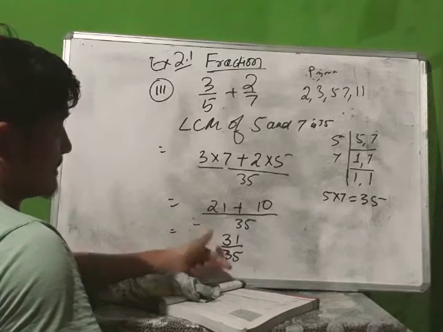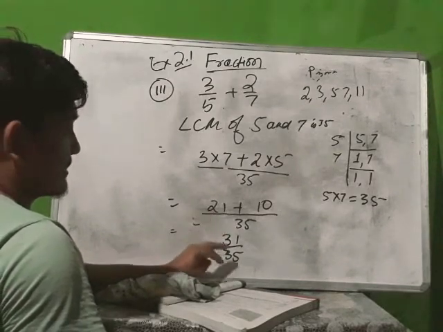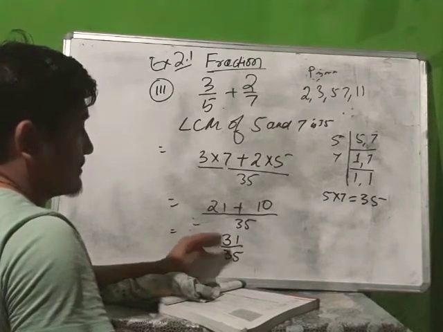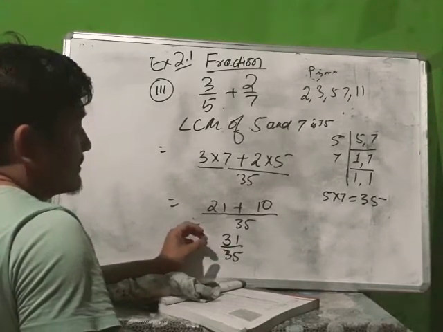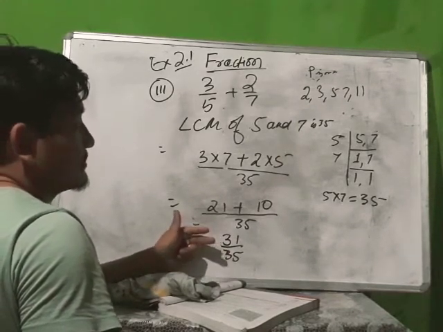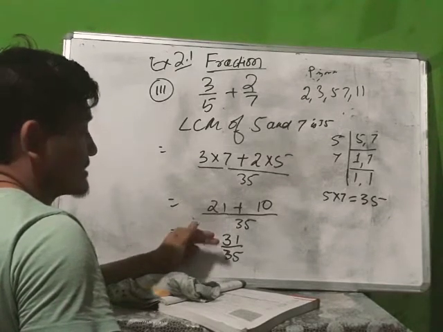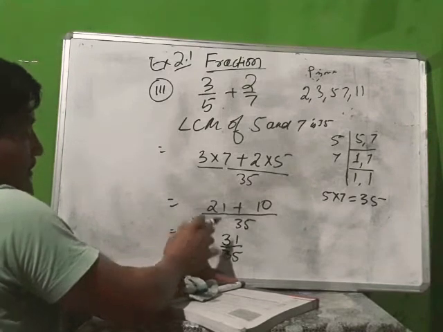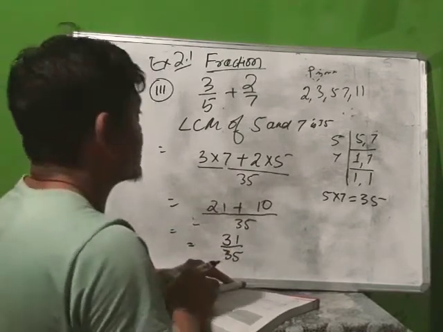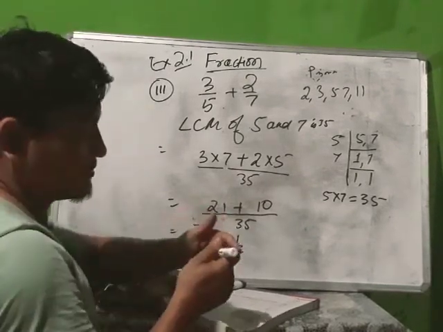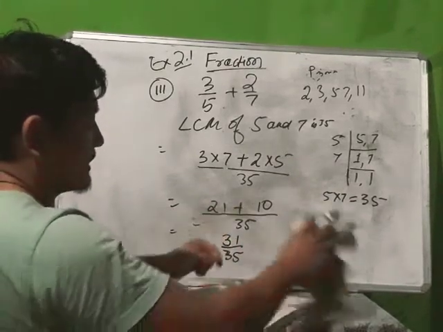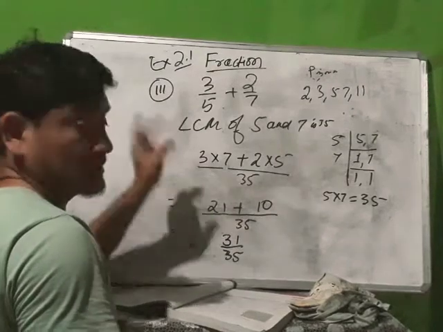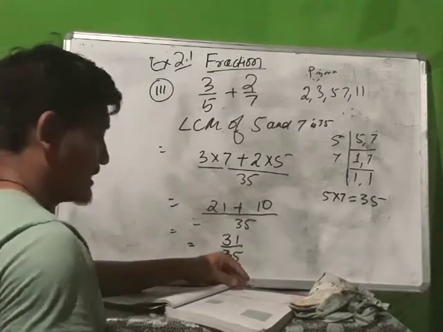In case the numbers here can be cancelled, or if you can reduce to the lowest term by cancellation, you can do that. Or you can just leave the solution. So I hope you all are getting what I am doing on this board.